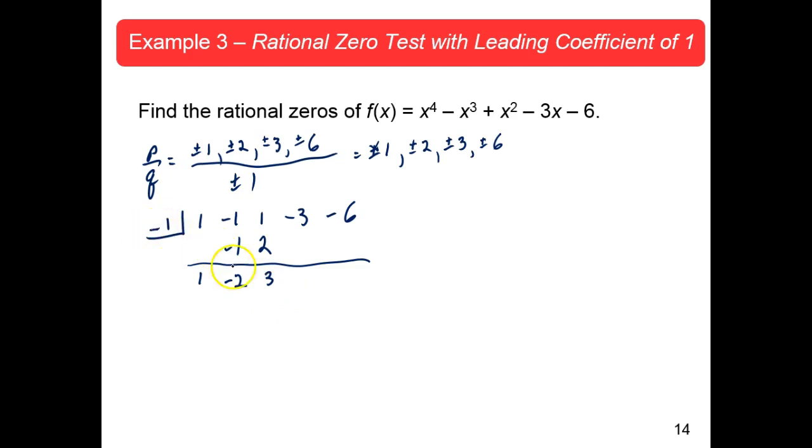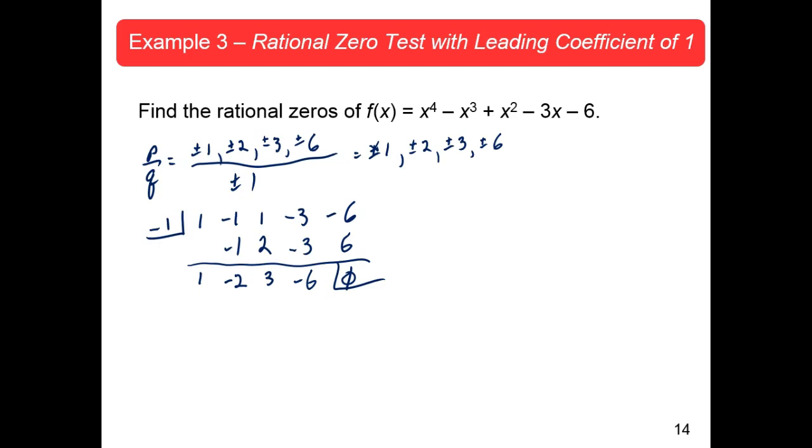Then you get negative 3. Then you add, and you get negative 6? Is that what you said? Okay. And then you get 6. And look at that. Add, and you get 0. Ding, ding, ding. We found a 0 for this polynomial: x equals negative 1.